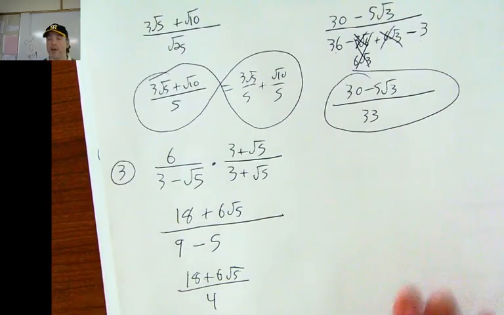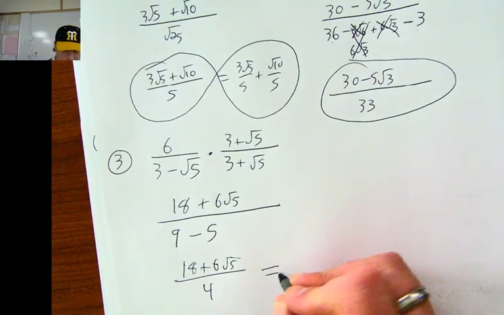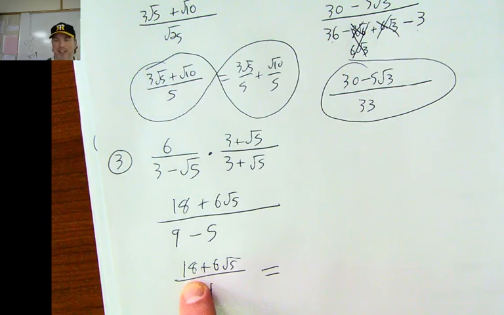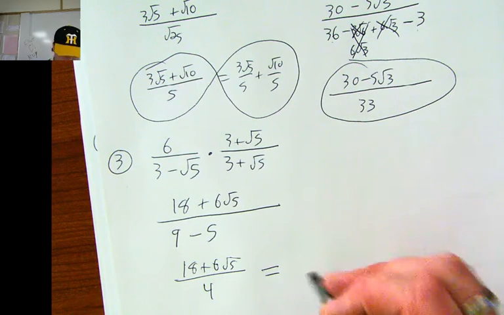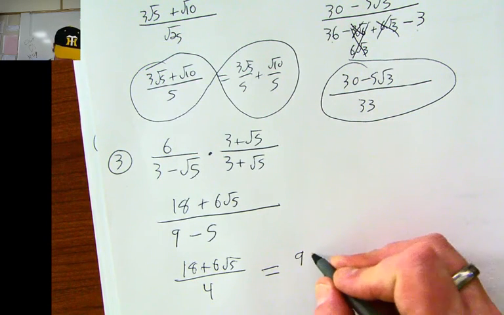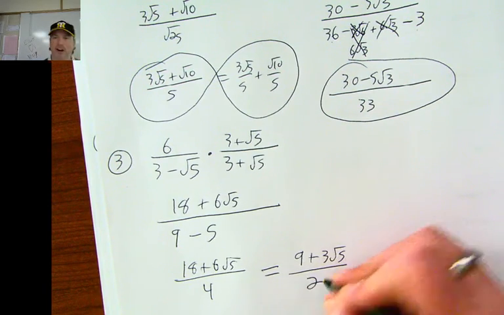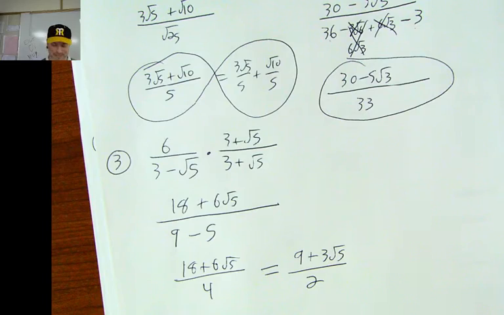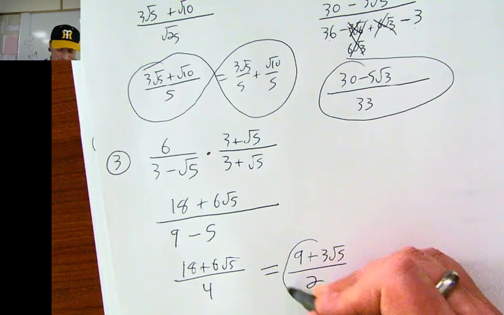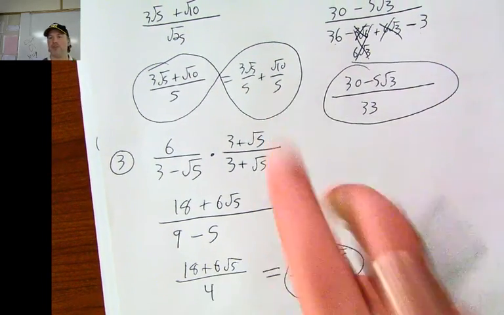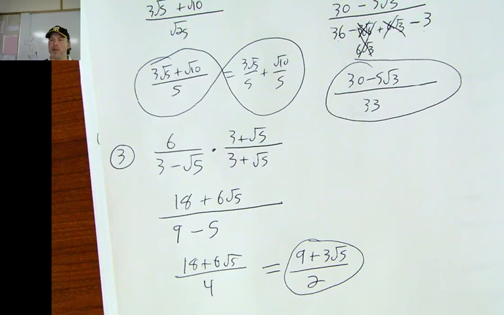And now I notice this one actually has one more step of simplifying. What divides out of 18, 6, and 4? They're all even, so a 2. And it becomes 9 plus 3 root 5 all over 2. Very nice. And I like to leave my answer like that, though you can break it up into 2 parts like that. So that's multiplying by the conjugate.